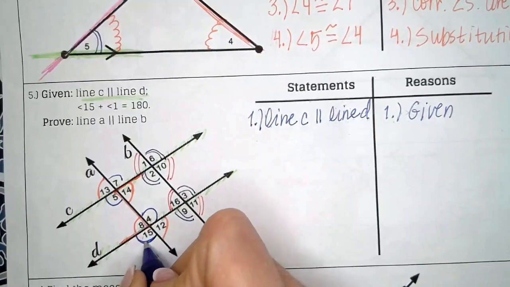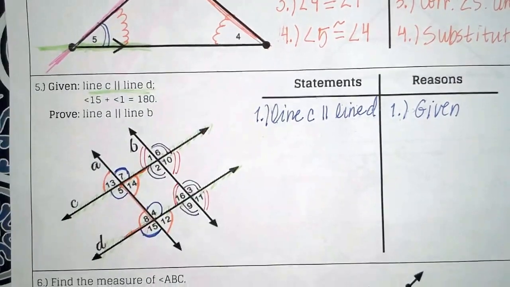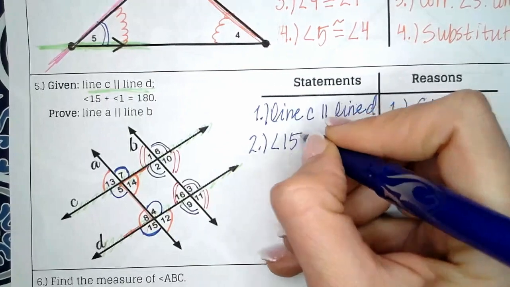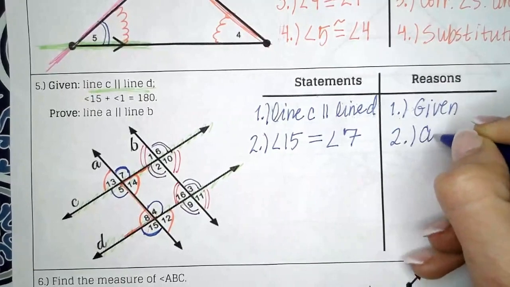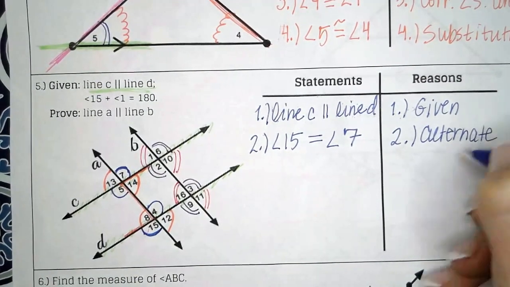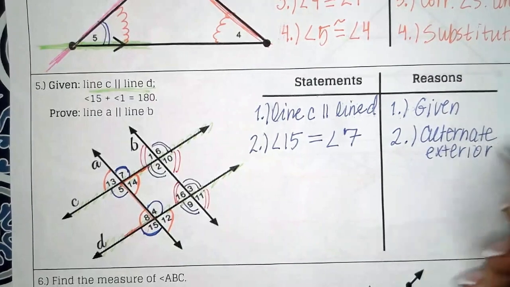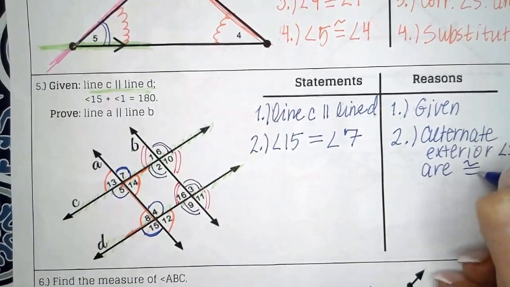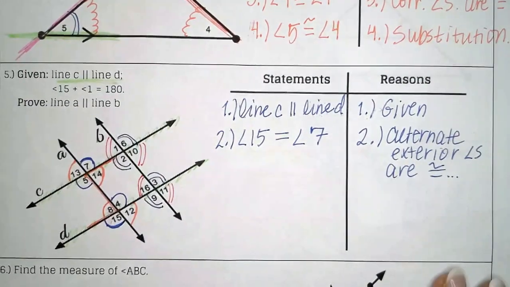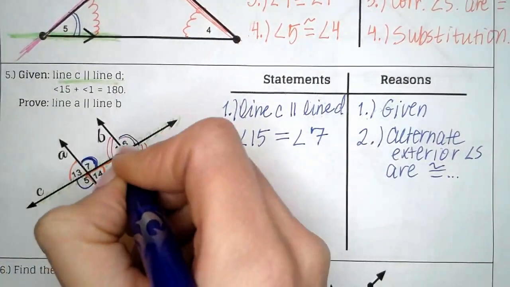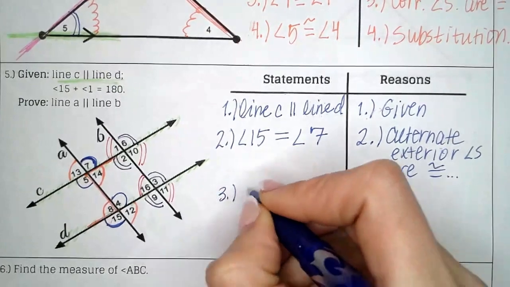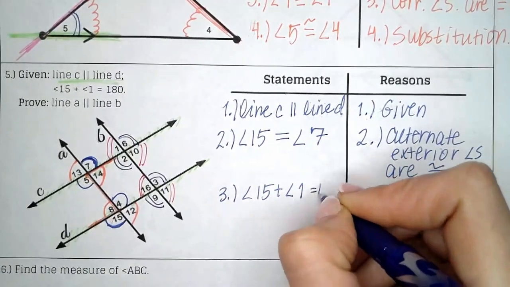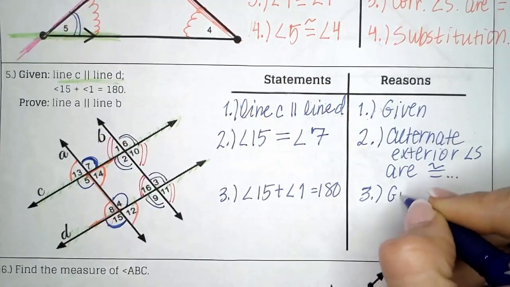How can I connect 15 to 7? What is 15 to angle 7? Yep, alternate exterior angles are congruent when we're dealing with parallel lines. Okay, amazing. Now, these are consecutive interior, right? So I'm going to put down the other piece of given information. So number 3, angle 15 plus angle 1 equals 180. That is because it was given.